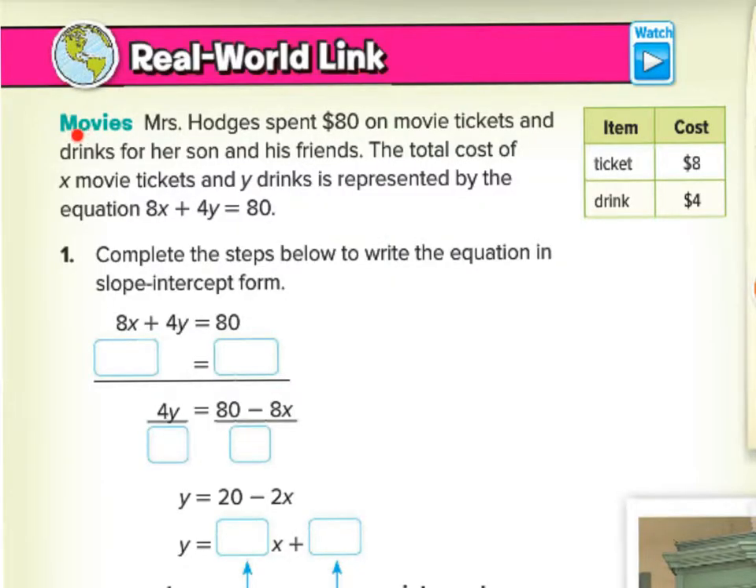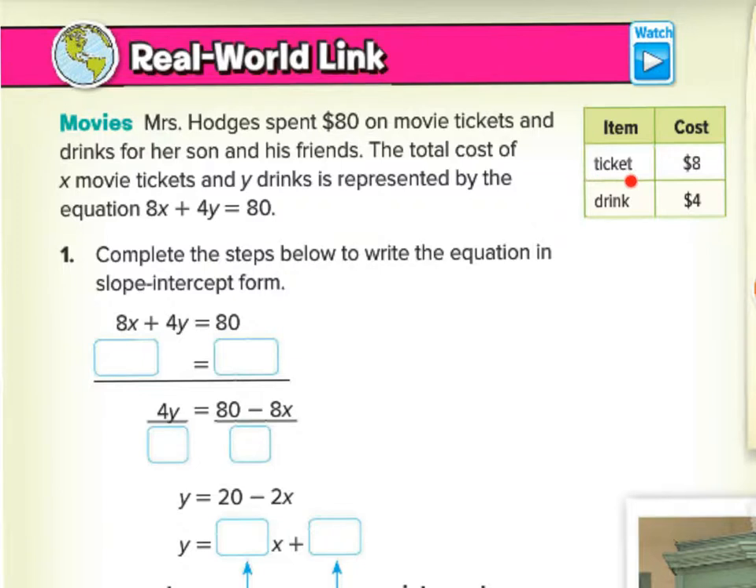Real world link, movies. Mrs. Hodges spent $80 on movie tickets and drinks for her son and his friends. The total cost of x number of movie tickets and y number of drinks is represented by the equation 8x plus 4y equals 80. Now the 8 represents the cost of the movie ticket, but we don't know how many. So we're just going to multiply 8 times a variable plus the cost of the drinks, but we don't know again how many, equals $80 in total.